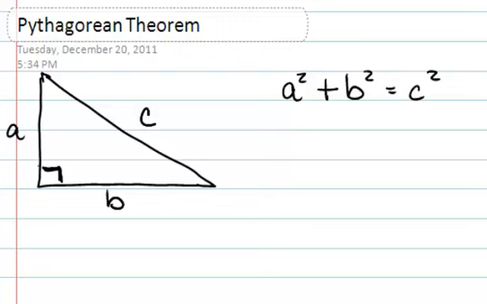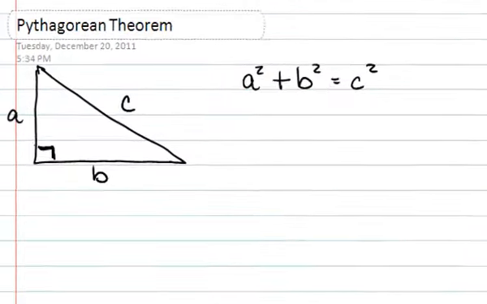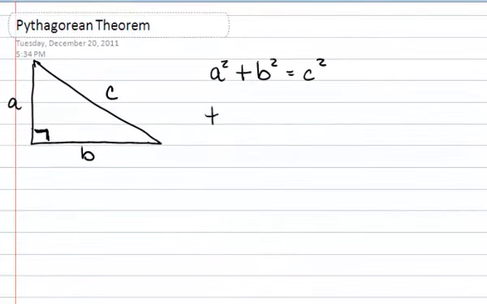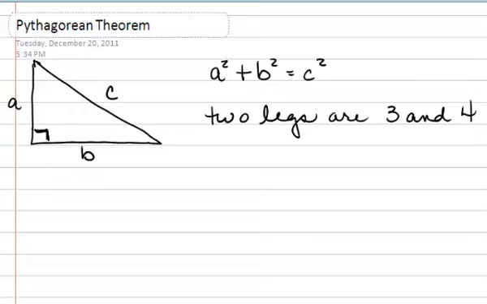You can use this to find the length of any side of a right triangle if you're given two of them. So, for example, if we're given that two legs are equal to 3 and 4, then you can calculate the measure of the hypotenuse by substituting into the Pythagorean theorem A squared plus B squared equals C squared.